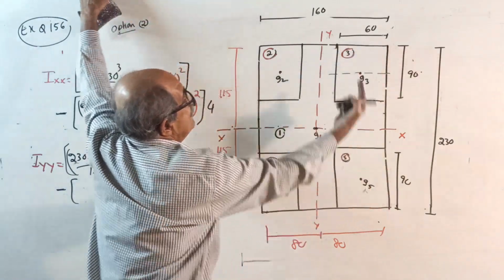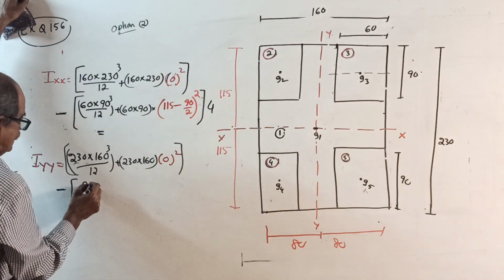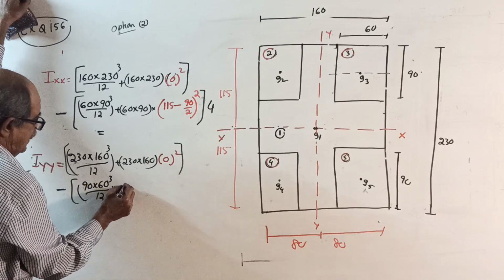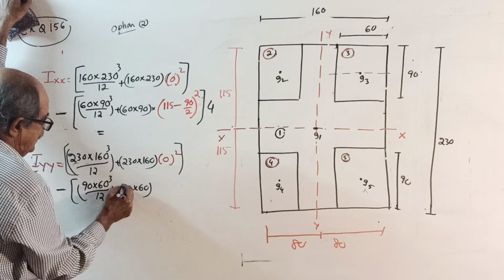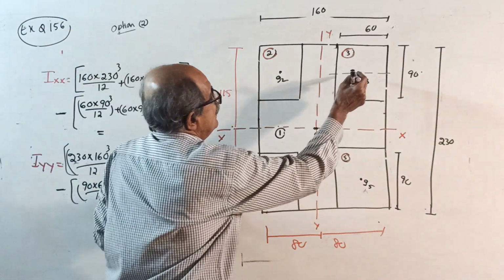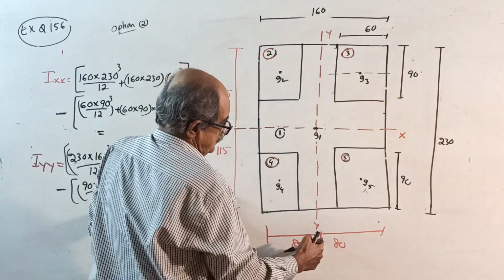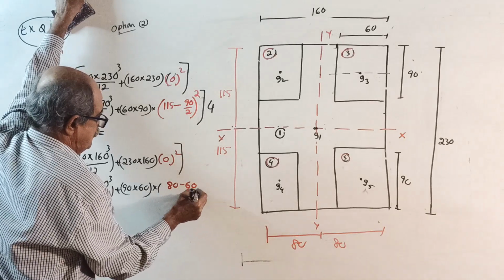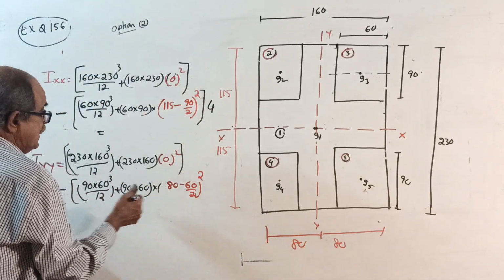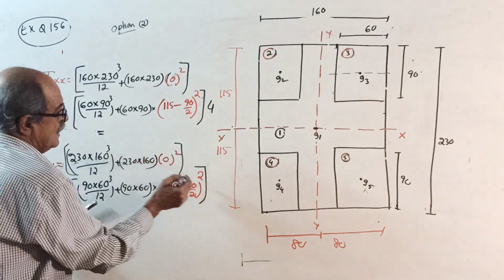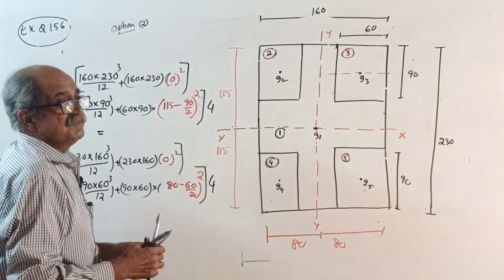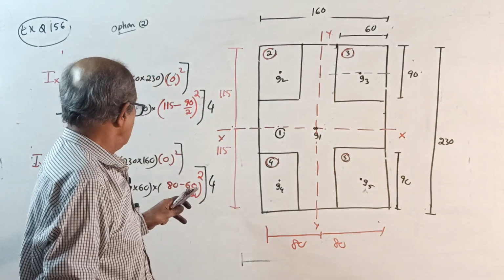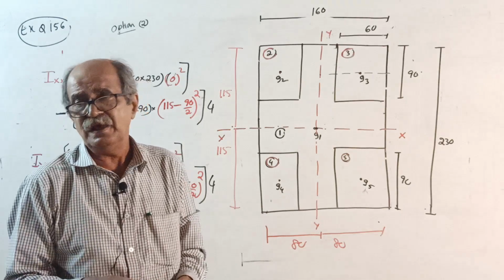About its own YY: 90 into 60 cube by 12, Ig, plus area, 90 into 60, into this distance square, which is 80 minus half of 60, 80 minus 60 by 2, whole square. These 4 identical rectangles are there, so from the full rectangle subtract 4 times the I of each part. You will get the same answer as what you got earlier.